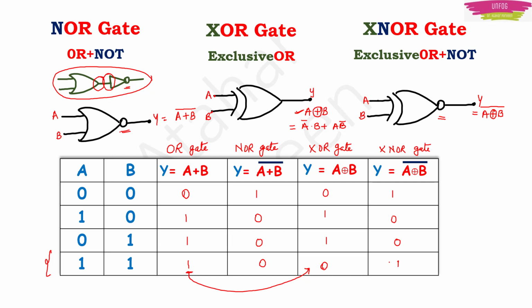So this is how all things are related with OR gate. OR gate has 3 more different types of gates: NOR gate, XOR gate and XNOR gate, and we have written the truth table here. Hope you have understood. If you have not understood, please try to write by yourself. Then only you can enjoy this.